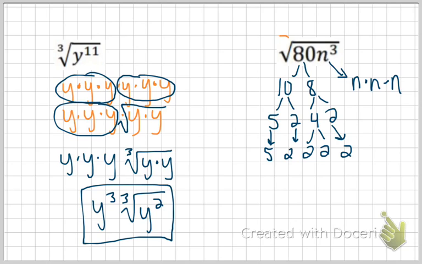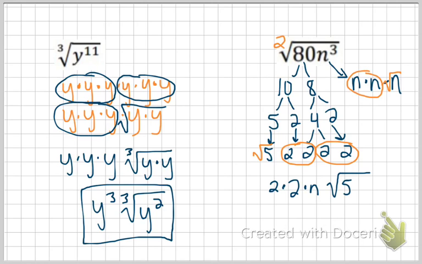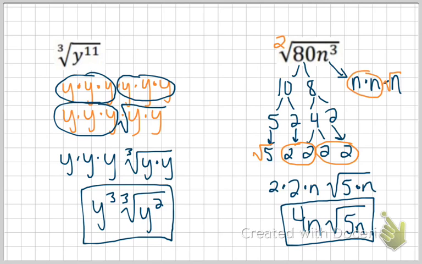Next, we need to remember what is the index here. There is a 2, so that means put them in pairs. So those two go together, those two go together, that goes together. Whatever did not get paired goes inside the radical. So in our final answer, we have 2 times n, square root of 5 times n. So our final answer is 2 times 2 is 4, so this is 4n, square root of 5n. And that is how we write this in simplified form.